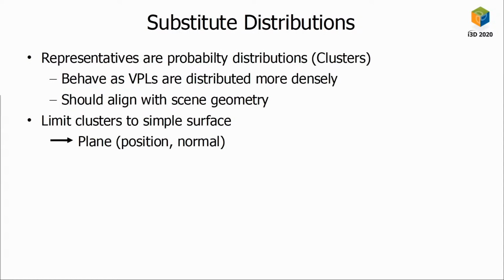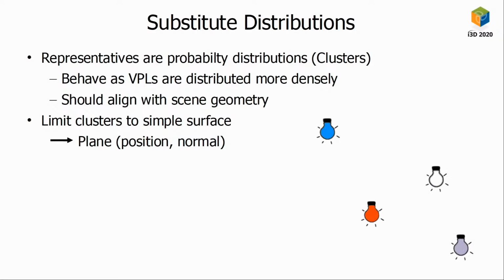We want our clusters to align with the geometry of the scene. Describing clusters that fall on non-trivial surfaces would be costly. Therefore, we try to limit the clusters to surfaces that can be described and sampled easily. The simplest surface, a plane, can be described by position and normal. This actually corresponds to the required information for shading with a virtual point light. So, when sampling the substitute distribution, we generate normally distributed samples on the plane defined by the cluster's position and normal.